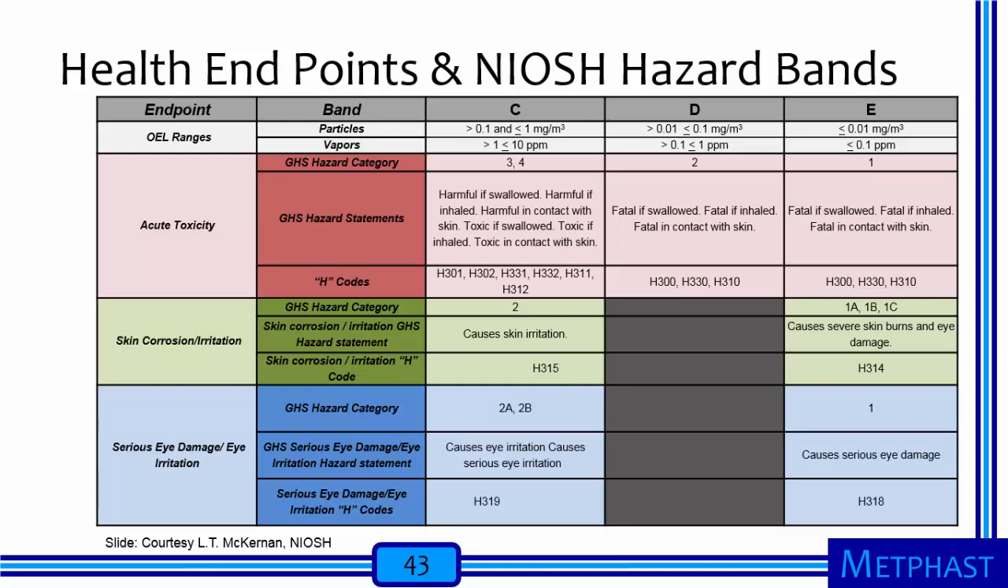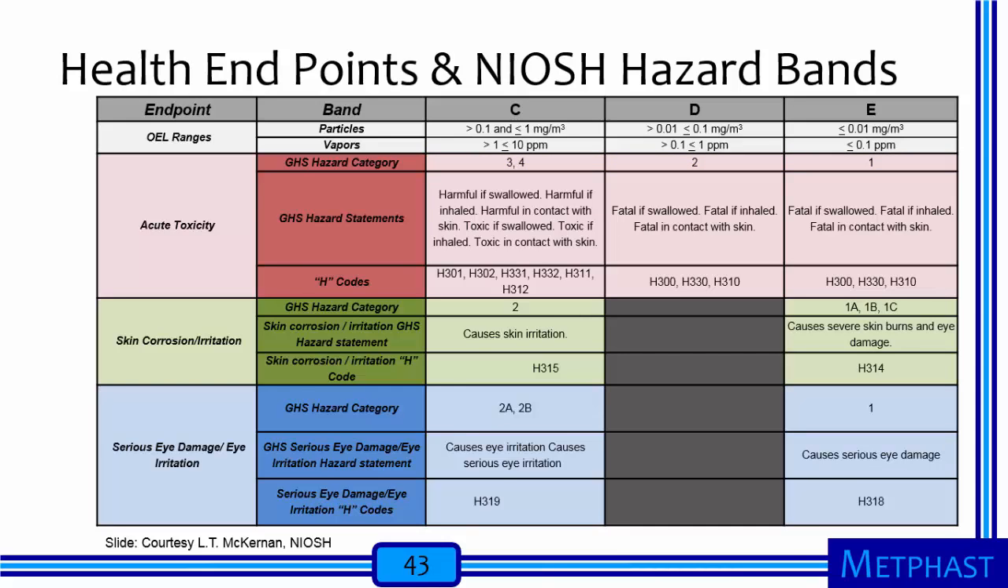This table shows the health endpoints and NIOSH hazard bands. For each hazard endpoint that corresponds to a hazard class, there are several hazard categories. We determine the hazard category based on the GHS hazard statements and hazard or H codes. For example, for an acute toxicity endpoint, there are several hazard categories, 1, 2, 3, 4.